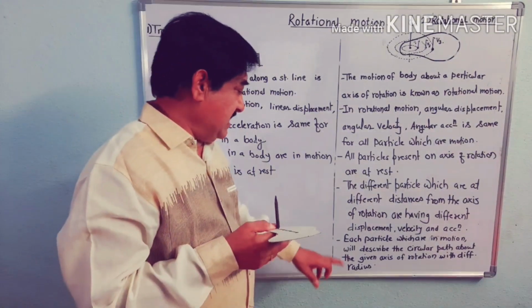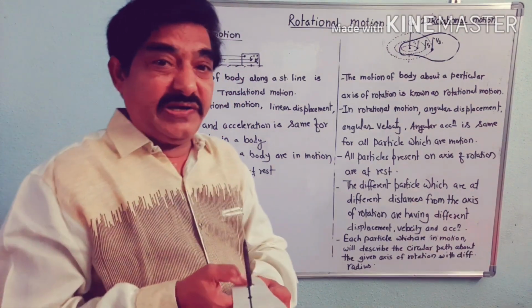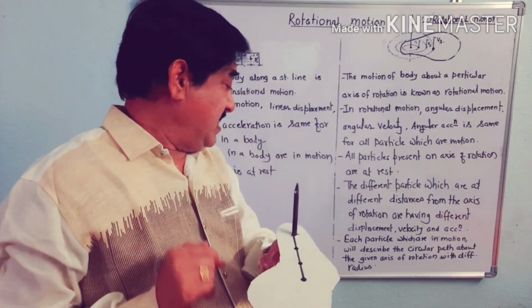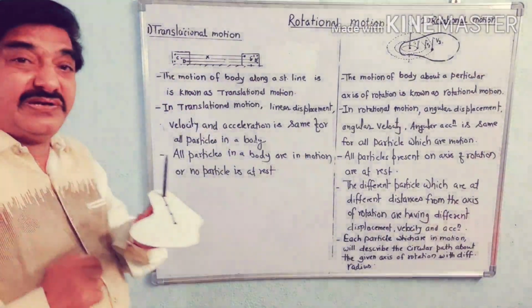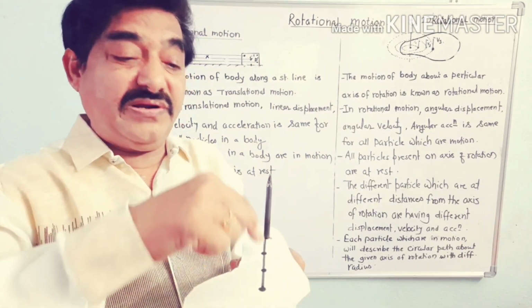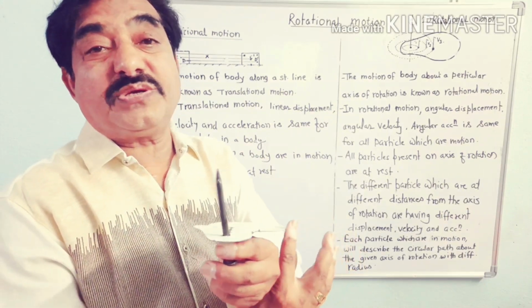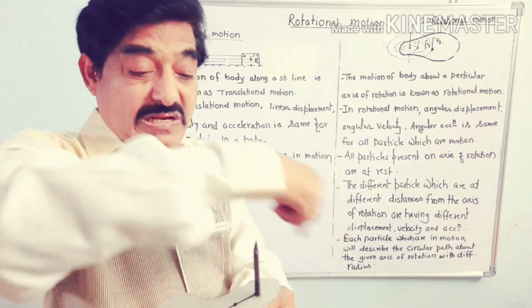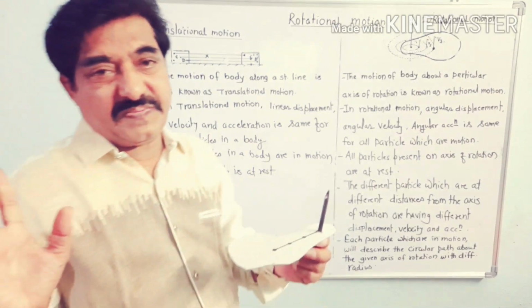And the last property of rotational motion is each particle which is in motion will describe a circular path about the given axis of rotation with a different radius. If we consider the different particles which are at different distances from the axis of rotation, when this body undergoes the rotational motion, every particle will describe a circle and its radius is different for different particles.